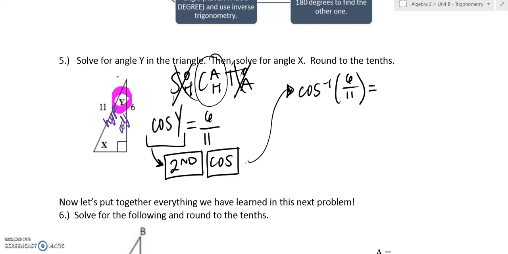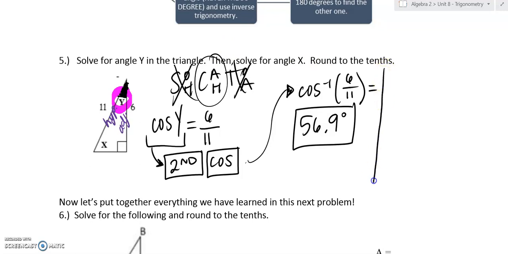Oops, I messed up here, so let me go back. Inverse cosine, 6 over 11, and I get 56.9 degrees. That is that corner piece where Y is, this piece, if you can see where I'm shading at the top. Now it says to solve for angle X.